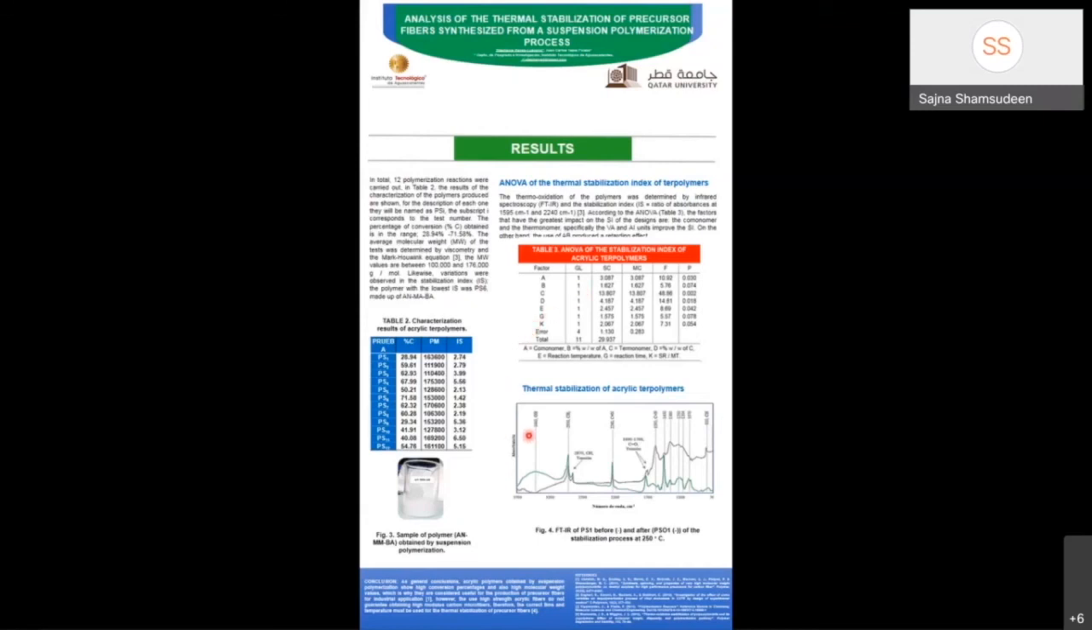Figure 4 shows the FTIR of polymer 1, composed of the monomers acrylonitrile, methyl acrylate, and itaconic acid. The FTIR of the green line is the acrylic polymer, and the other line is the oxidized polymer, and this stabilization index is 2.74. The cyclization reaction transforms the nitrile groups into cyclic groups, as shown by the gradual decrease of the peak at 2240.